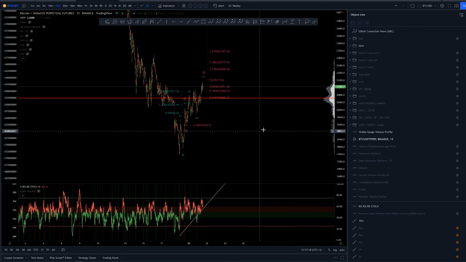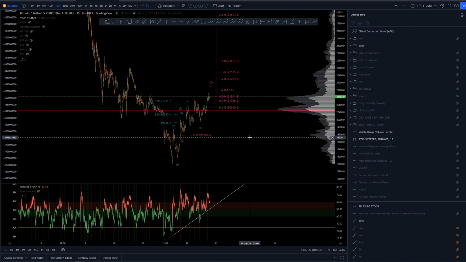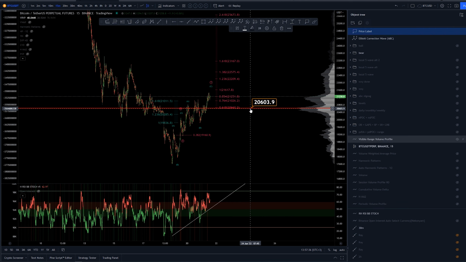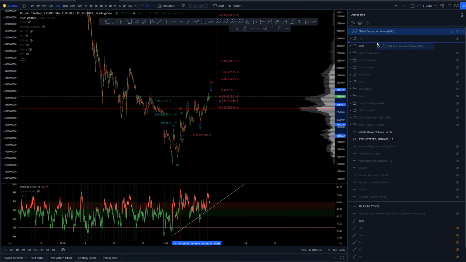Overall, however, we have to keep in mind that we are indeed now over the volume node here, which could be acting as support. This one, and the even stronger one down below here around the 20.6k area. So yeah, that has to be kept in mind overall.